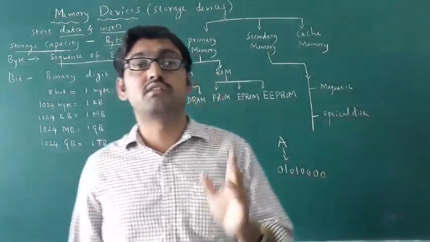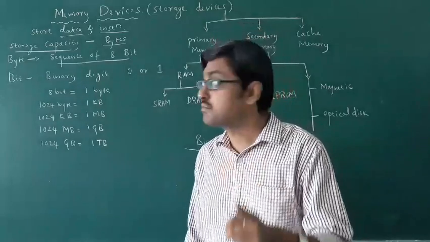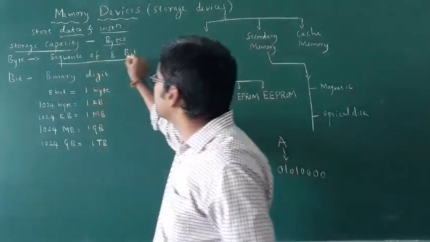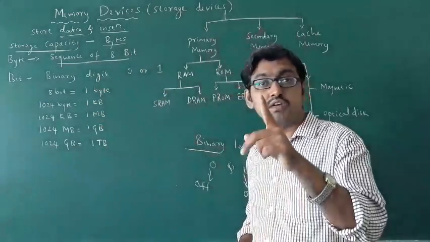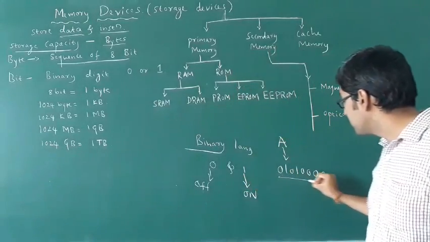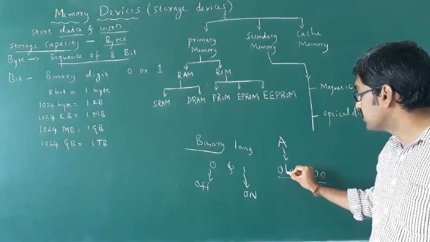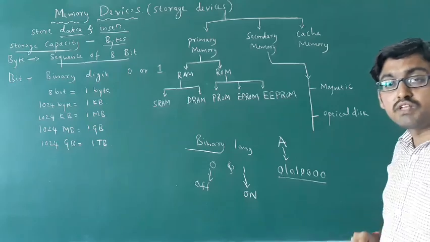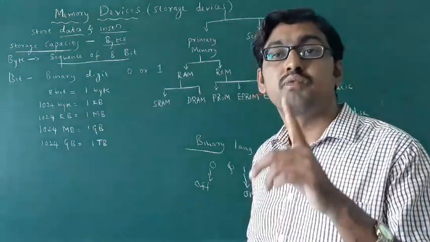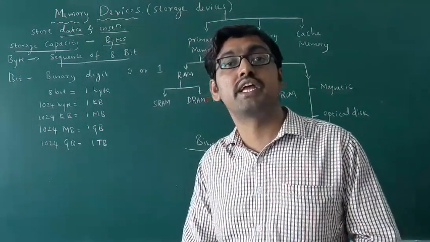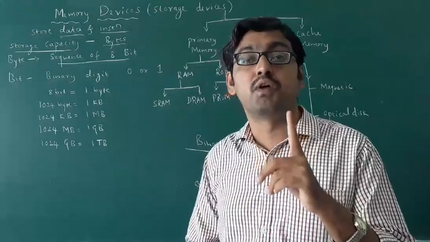Then what is a byte? Byte means a sequence of 8 bits. How many bits do you have here? This is 1 bit, this is 1 bit. A sequence of 8 bits is called 1 byte.